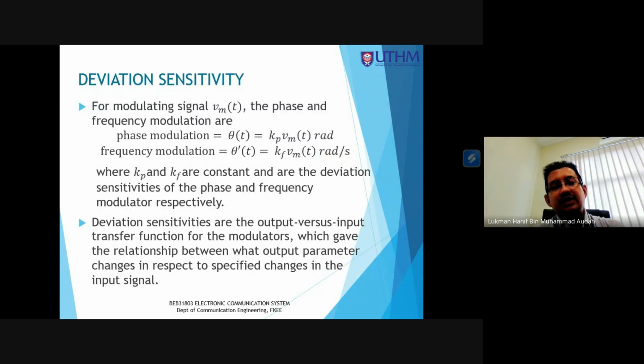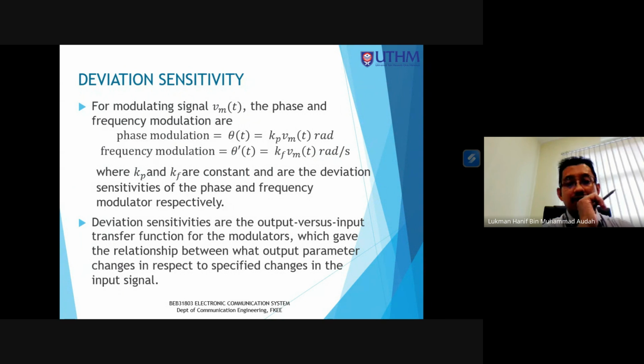So the next parameter is what we call the deviation sensitivity parameter. Deviation sensitivity parameter is a constant parameter. It is fixed. Okay, so we have the phase deviation sensitivity parameter and also the frequency deviation sensitivity parameter.